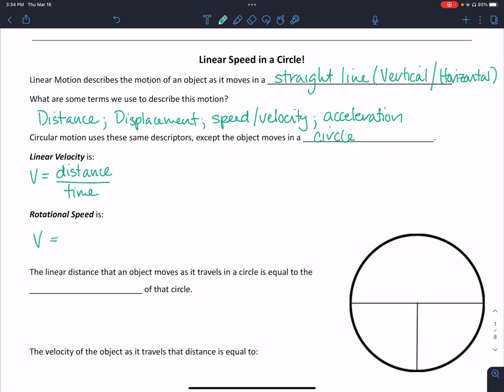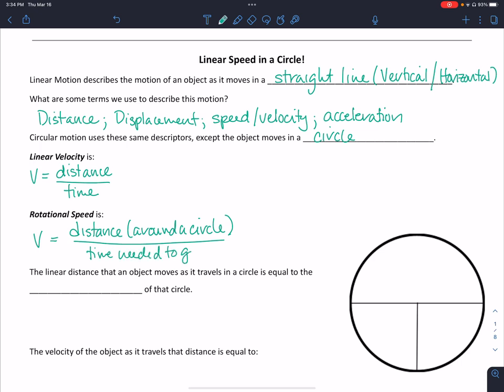And again, it is going to be the distance around a circle or circular path, and the time needed to go around one time. So basically we want to know the distance around the circle and the time it takes to go around once. I don't know if you guys remember, but this phrase, time it takes to go around once, is also known as the period for an object that is moving in a circular path.